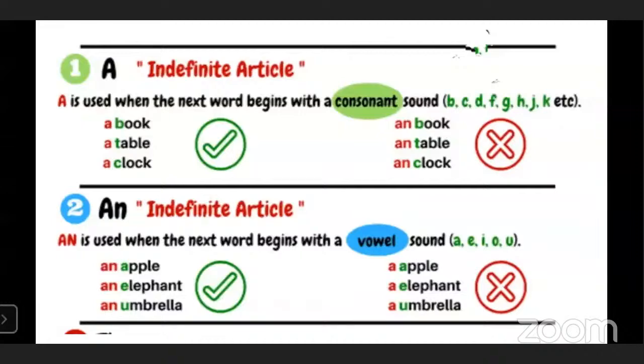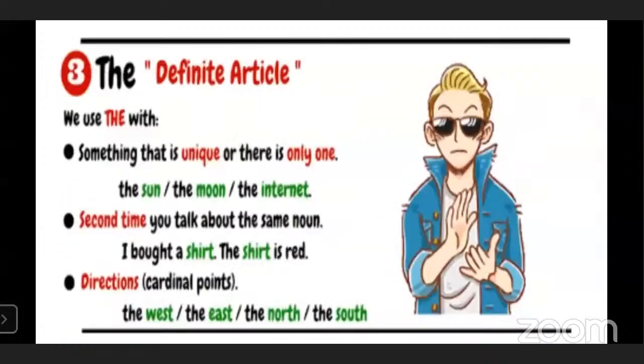Now let's move towards our next article, that is the. Here, a and an are indefinite articles. Now the is a definite article. Look here, the definite article. Now see the conditions and situations where we use the article the. Something that is unique or there is only one. It can't be many. It should be only one. The sun. We have only one sun. The sun rises in the east and sets in the west. We have only one sun, one moon. That is why it is said the sun, the moon, the internet. In a house, if we have an internet connection, it is only one. The internet.